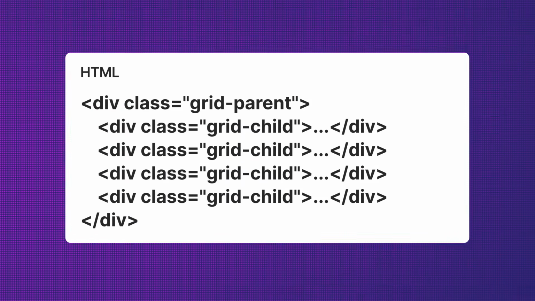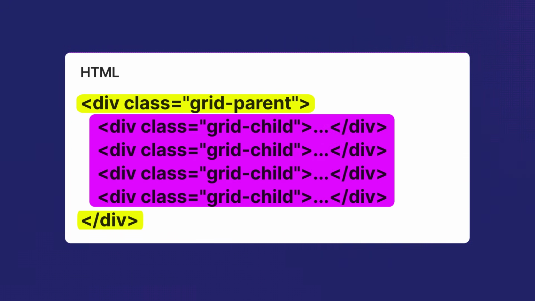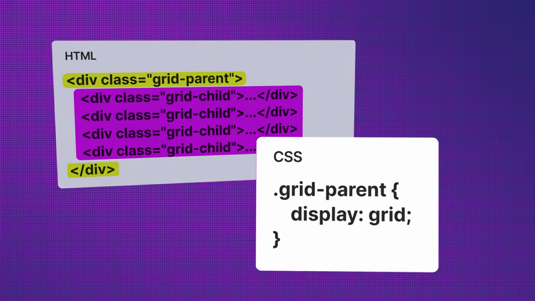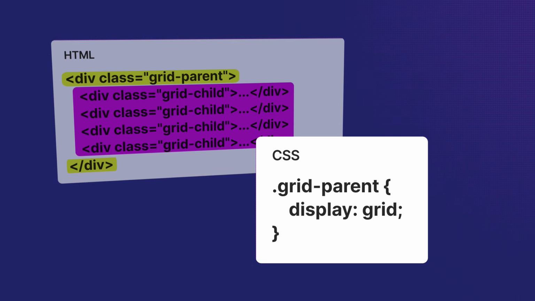Hey folks, in this video, I'm going to show you how to get started with CSS Grid to lay out elements on your website. So how does Grid work? Well, with CSS Grid, you start with a parent element that contains child elements. Then you turn the parent into a grid container by adding display grid to its styles.